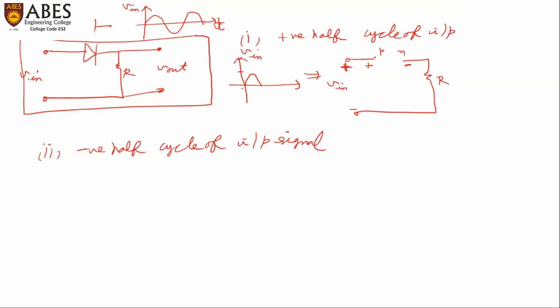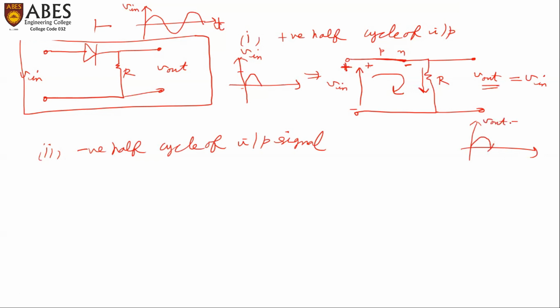So what will happen, P is connected to positive and N is connected to negative. That means this is making this diode a short circuit. If we are assuming that this is an ideal diode, then this diode will become a short circuit and here we are taking the output. If we simply apply the KVL in this loop, we can say that whatever the potential drop V in, that will be equal to the potential drop across this resistance R, which is V out. So V out is equal to V in, or we can say that the output voltage wave will be like this, which is the same as the input signal.